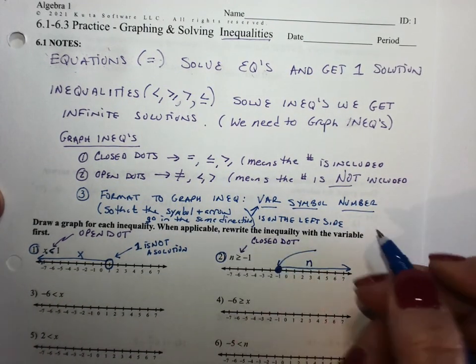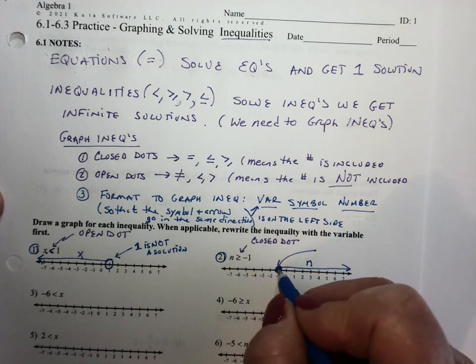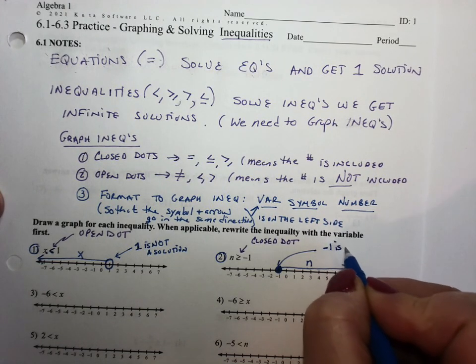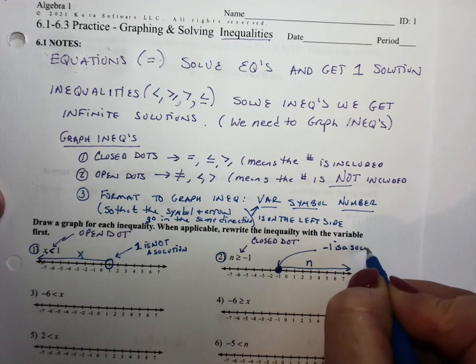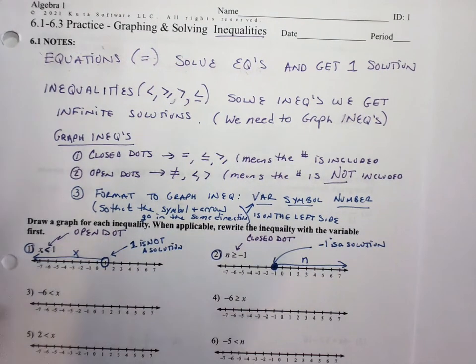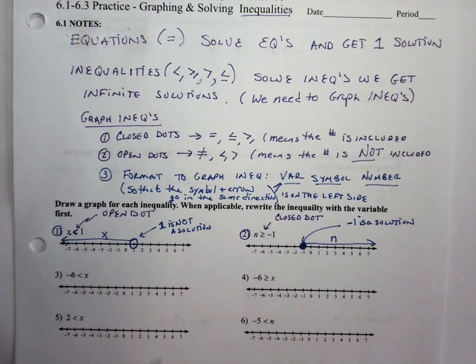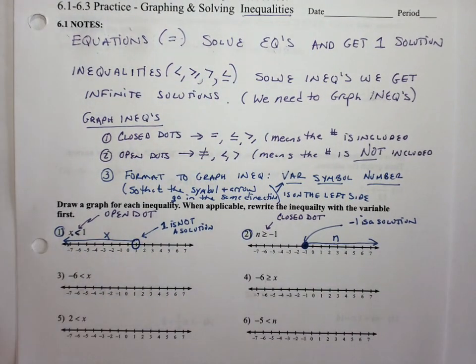And just so you have some understanding here, -1 is a solution. So those are pretty straightforward.